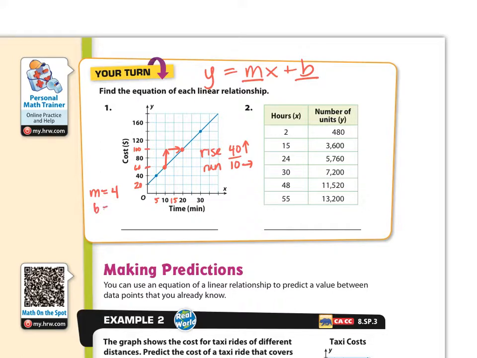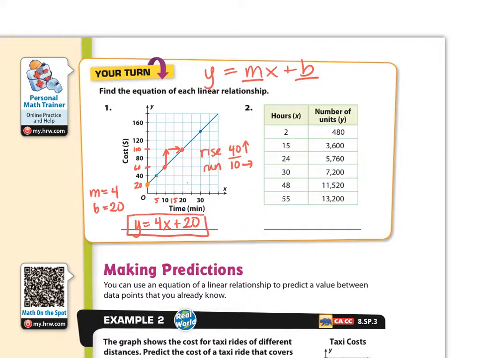And then our y-intercept is, let's put this in a different color. It's this point at the beginning of the line. So remember, it's where the line crosses the y-axis. And so our y-intercept is 20. So when I write my equation, I got y equals mx plus b, or y equals 4x plus 20.